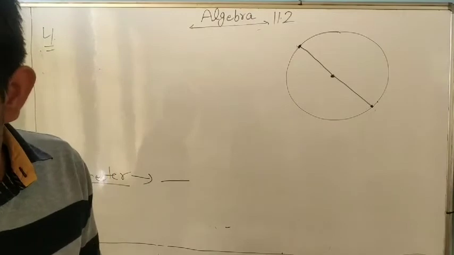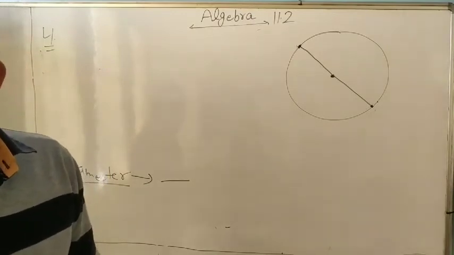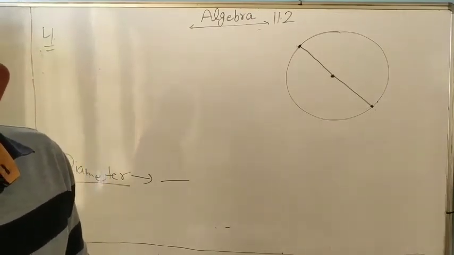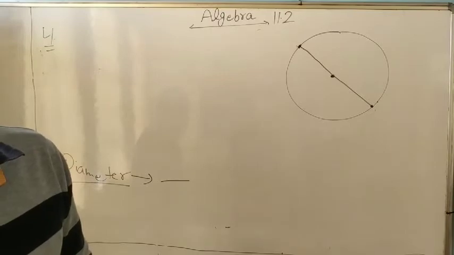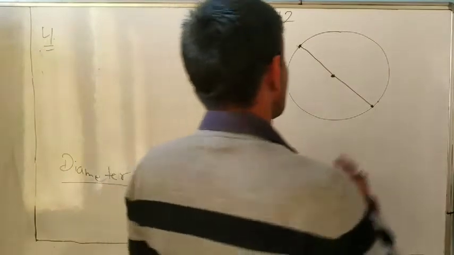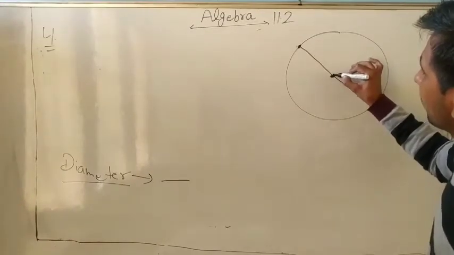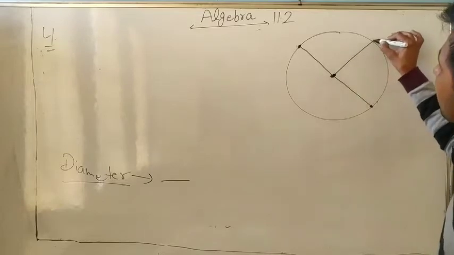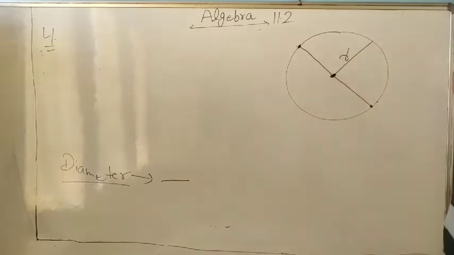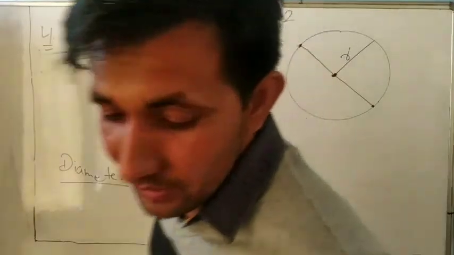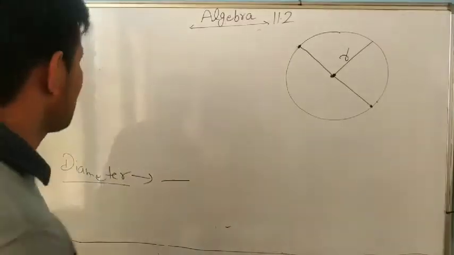Okay. And AB is the diameter of the circle. Express the diameter of the circle in terms of radius. Understand? And now what is radius? Radius means a line which joins the center to any point on the circle. It is radius. How many radius? R. So we have to express the diameter.